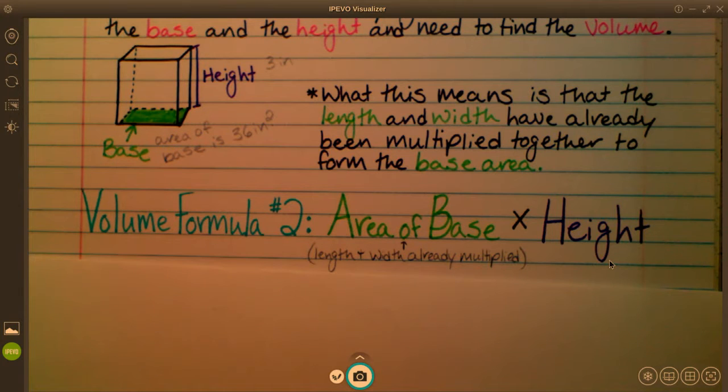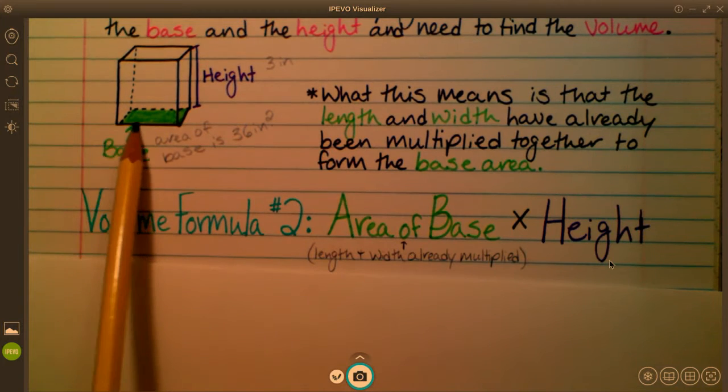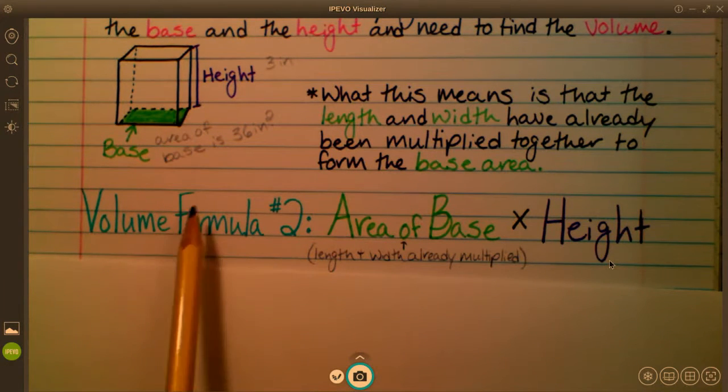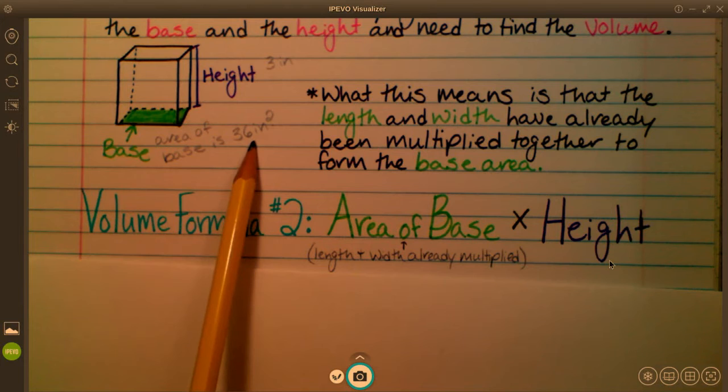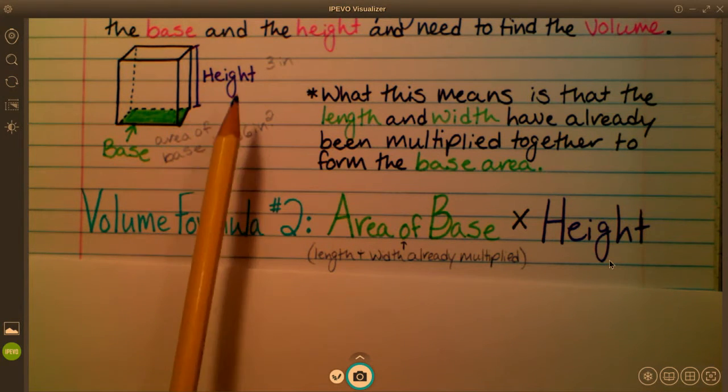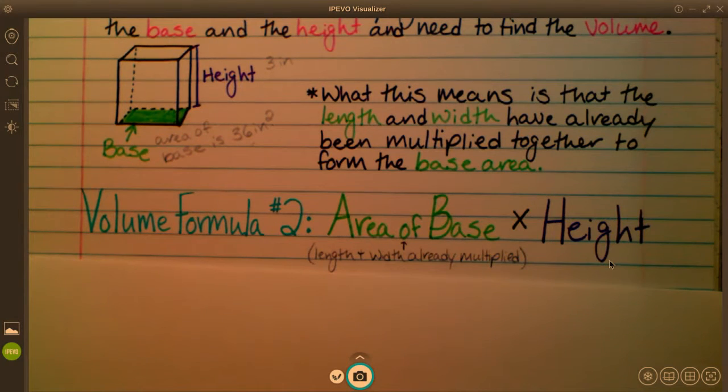What they've done is they have already multiplied the length times the width for us and said, okay, well, that's 36. And our job is just to take that base area and multiply it by the height. We're doing that last step. They do the first step, we do the last step. So volume formula number 2, we take the area of the base and we multiply it by the height. They've already done some of the work for us, which is pretty darn cool if you ask me.